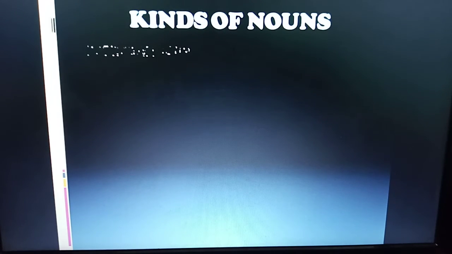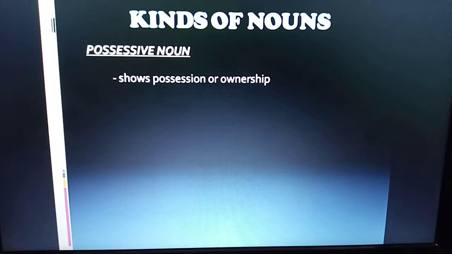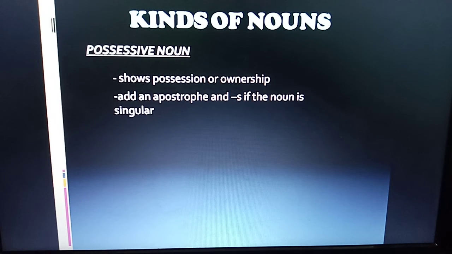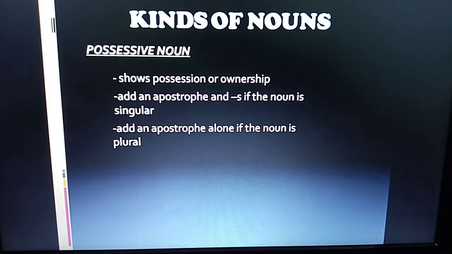So we have also possessive noun. A possessive noun shows possession or ownership. Again, possessive noun, it shows possession or ownership. If we talk about possessive noun, we add an apostrophe and s if the noun is singular. But we add an apostrophe alone if the noun is plural. Again, if we talk about possessive noun, there should be an apostrophe and s or apostrophe itself.